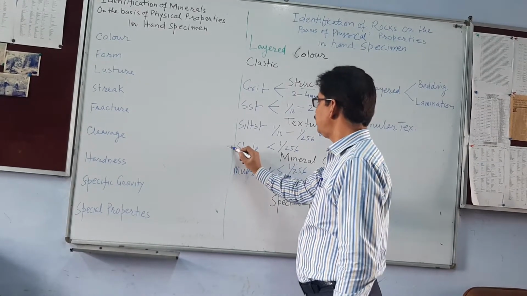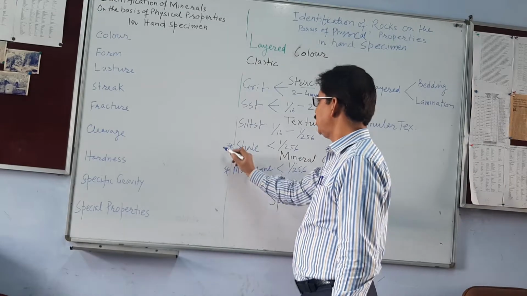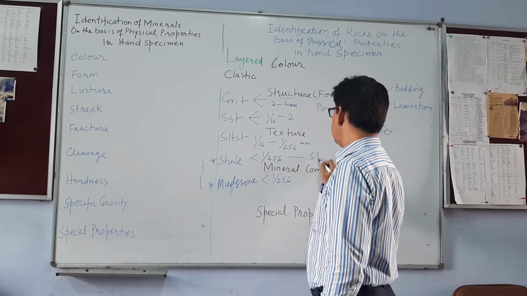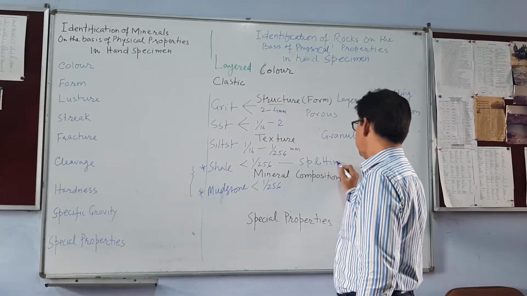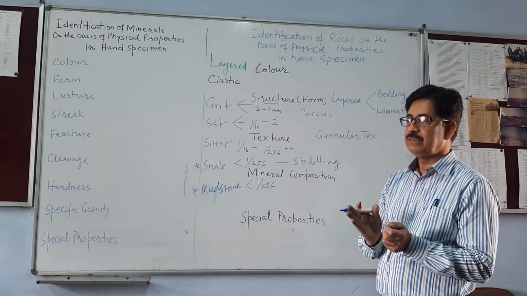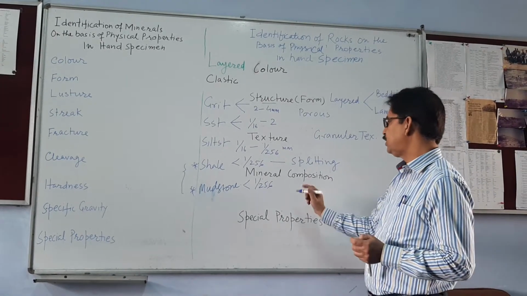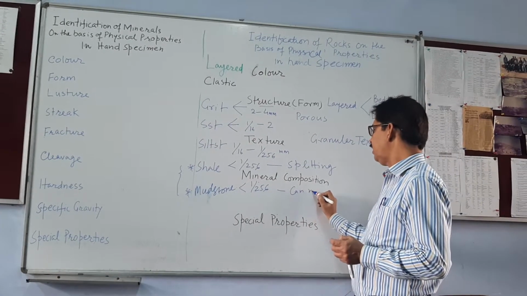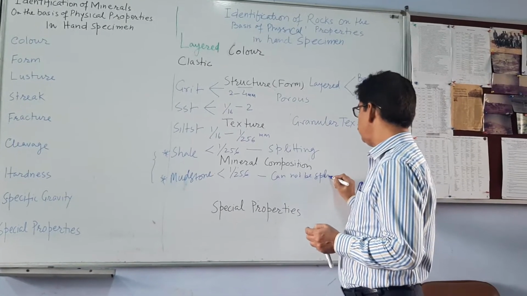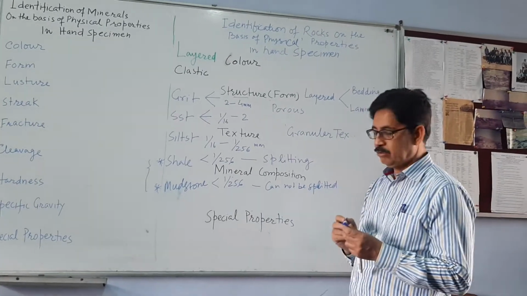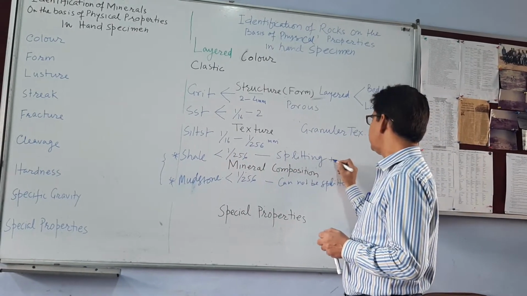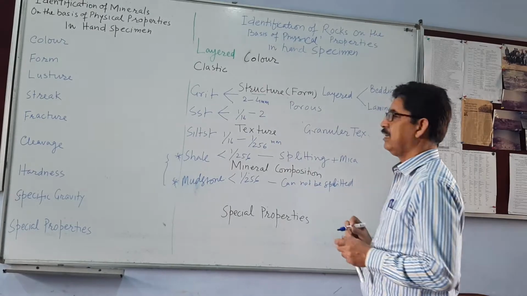The difference between shale and mudstone is that both have almost the same size of sediment, but shale has a splitting character. It can be split into different halves using a knife, but mudstone cannot be split into layers. So that is the difference. Why do we have splitting character in shale? Because it has a lot of mica.